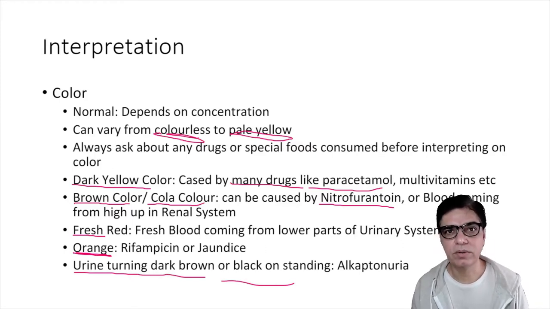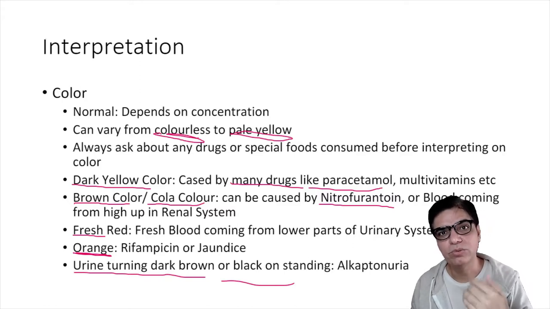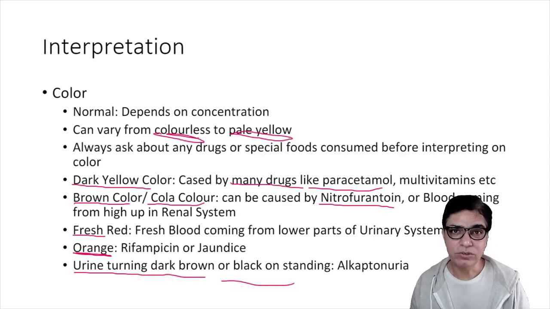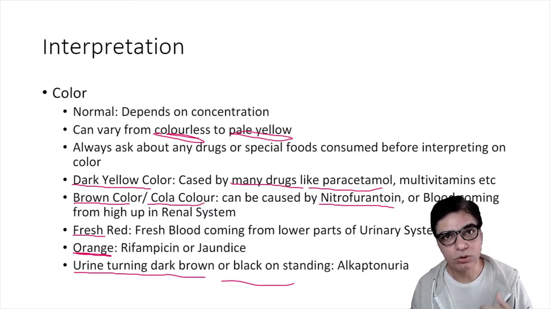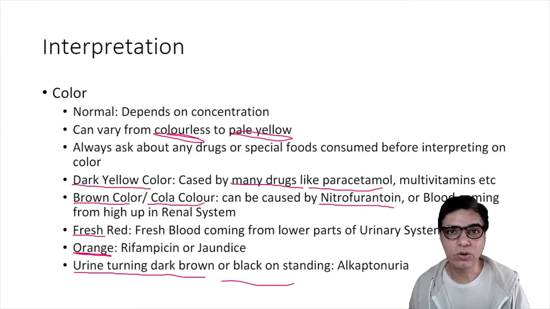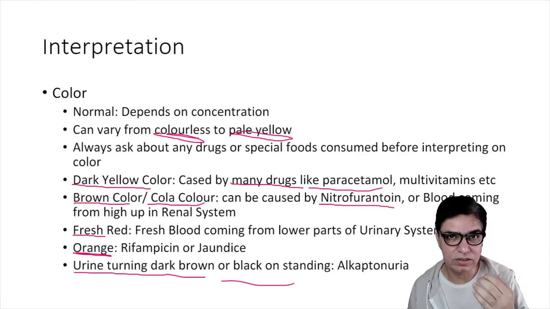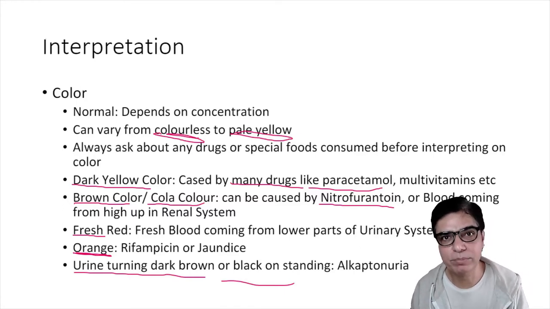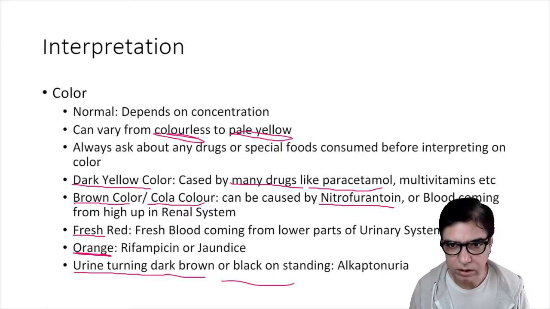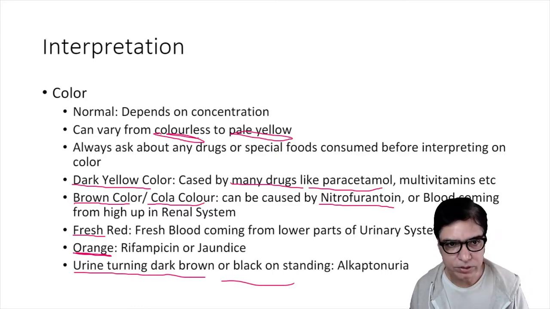And that condition, remember, there is only one condition in which the urine on standing can change color to dark brown because of oxidation, and that condition is known as alkaptonuria. In alkaptonuria, there is homogentisic acid being released in the urine, which on standing gets oxidized and gives the black color. So remember, there's only one condition like this, it's a metabolic condition, we call it alkaptonuria. Okay, so that is one thing that you should keep in your mind.